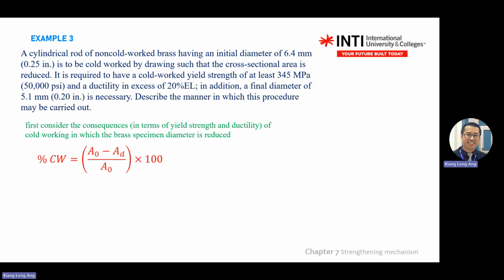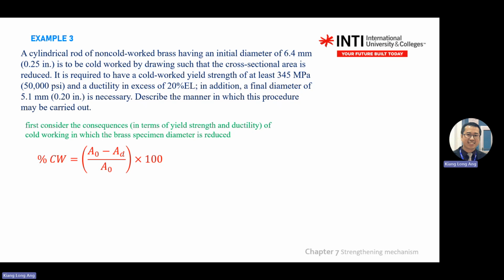Again, this kind of question is chapter 7, only one equation so far. We did this one. Okay, the percentage of cold work is equal to the ratio of your deformation in terms of area, times 100%. So here, you need to find the percentage of cold work that you need. So you change from the initial to the final, okay? It tells you the final diameter is 5.1 mm.